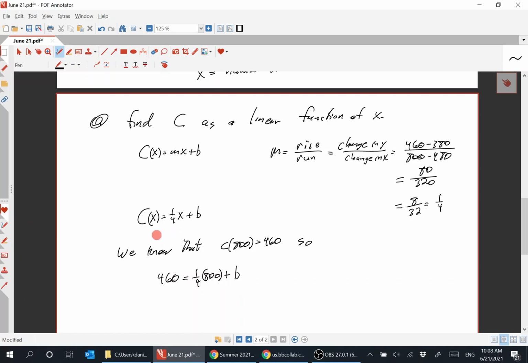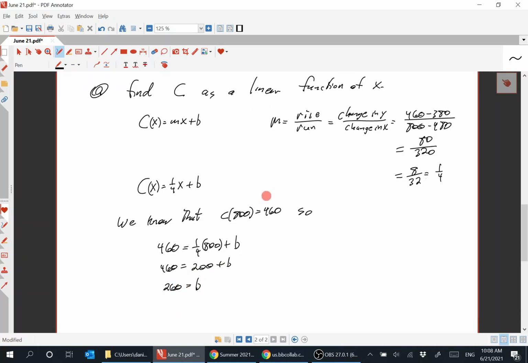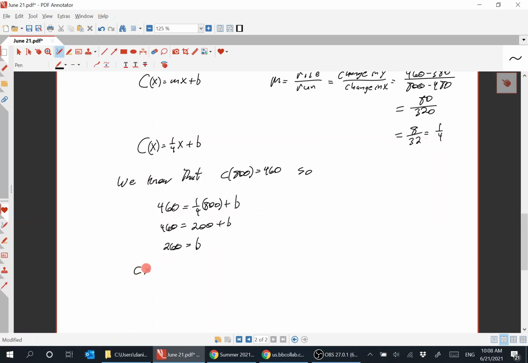And we know the cost is a linear function, 1/4 x plus b. So we get this equation for b. So 460 is 200 plus b, so 260 is b. So therefore, the cost in dollars for driving the car x miles is 1/4 x plus 260.